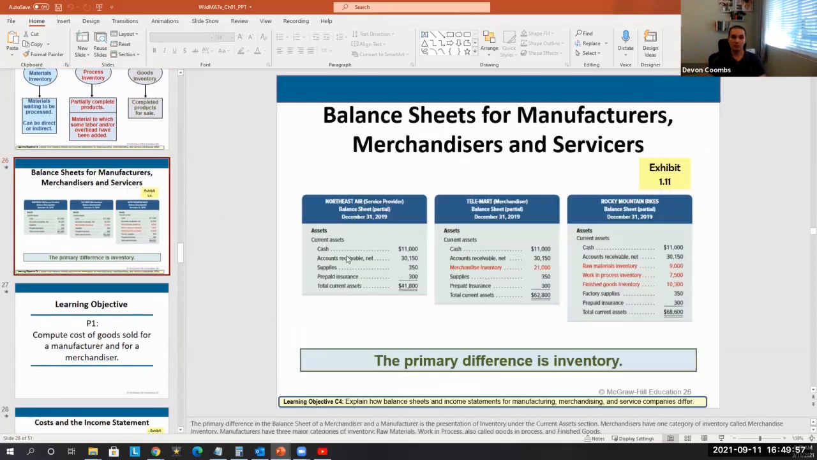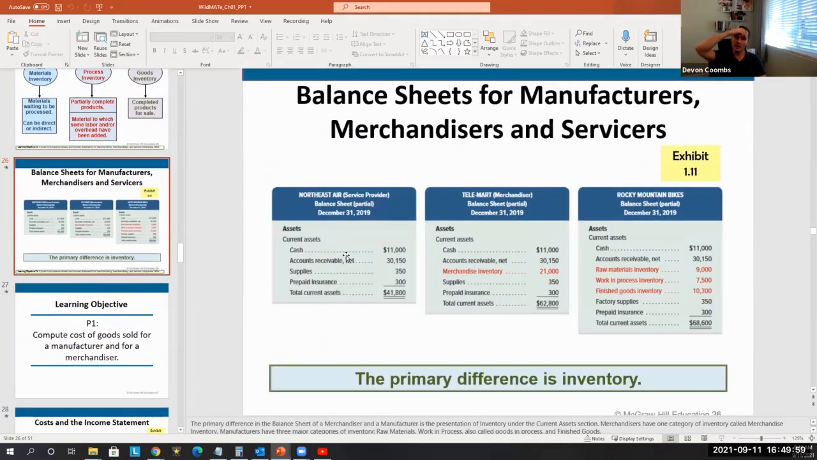So here's a difference between balance sheets for a merchandiser and a manufacturer. A merchandiser just has merchandise inventory. A manufacturer is going to have the breakout of raw materials, work in process, and finished goods. And you're going to need to know that. And we're going to talk about how you develop that and how you flow all of those products over time.